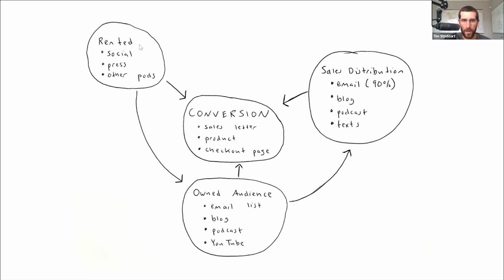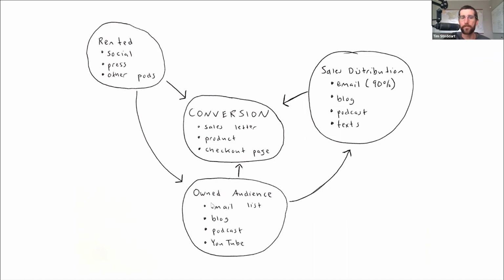So this is social, press, other pods, and the arrow flows to your owned audience. So just because you're creating copy on a rented platform doesn't mean that there's not a conversion attached to it. So you can convert this attention into your owned audience, which means a subscriber to your own email list, a subscriber to your blog, a subscriber to your own podcast. And you can also convert this attention directly to your owned conversion, which is basically your sales letter.